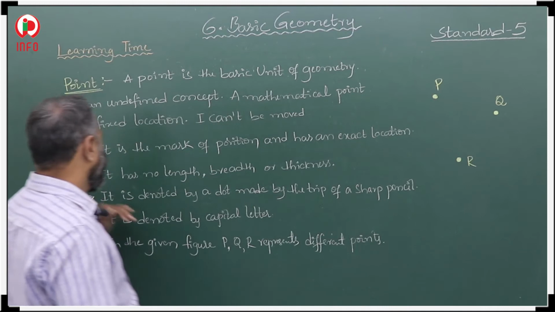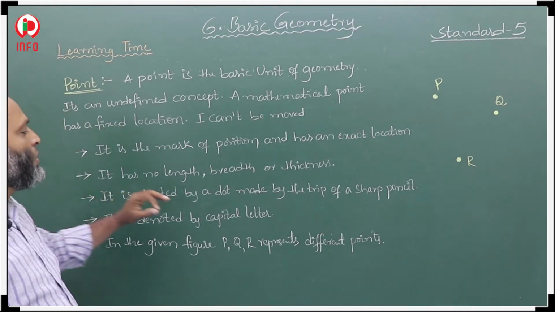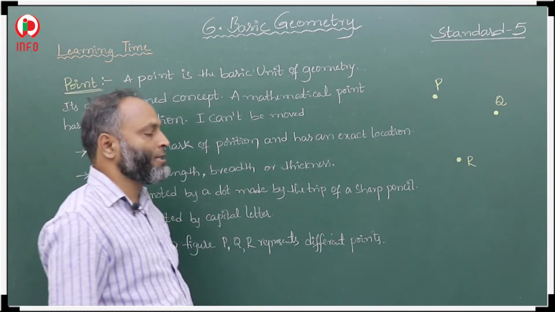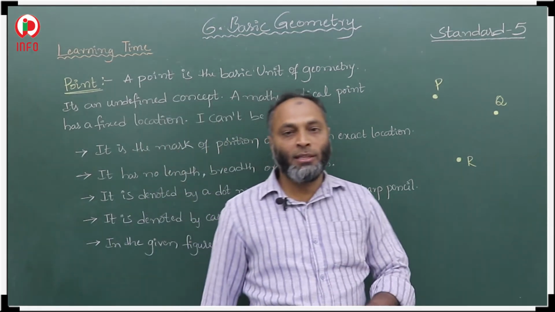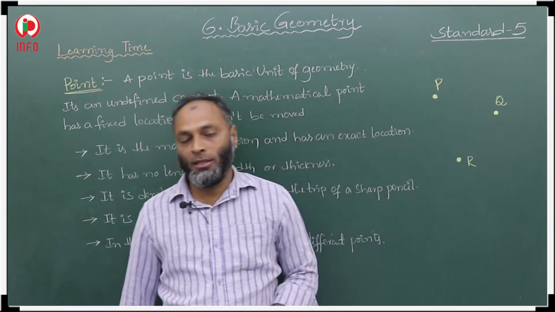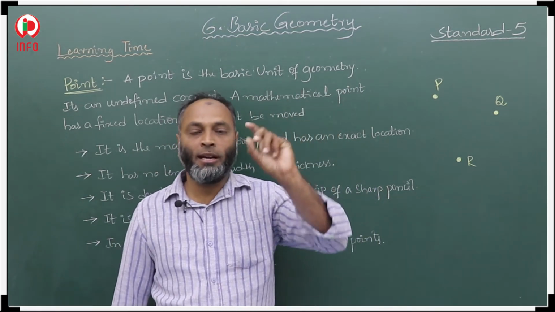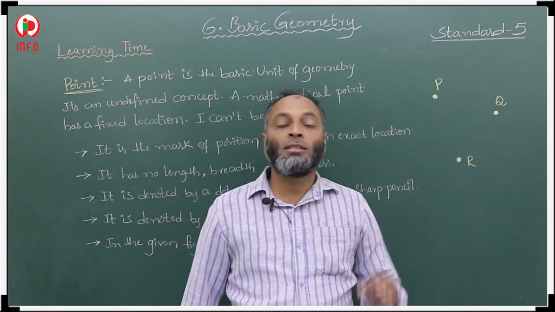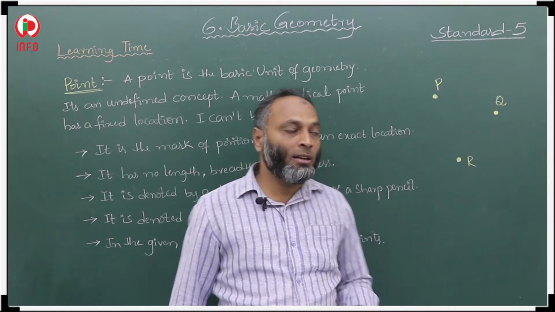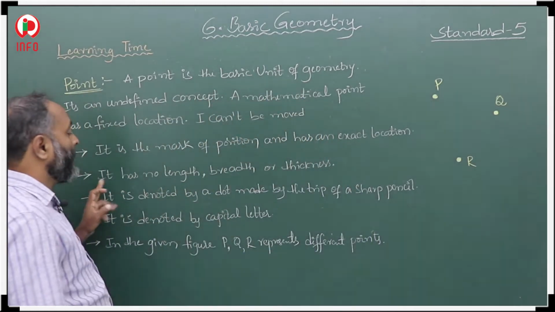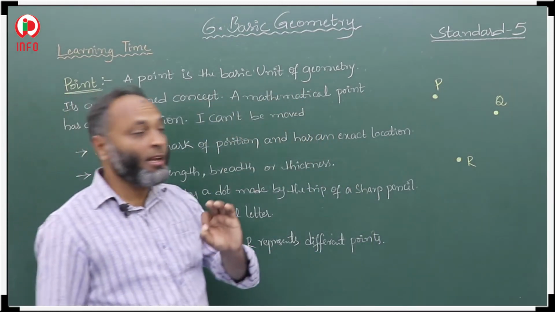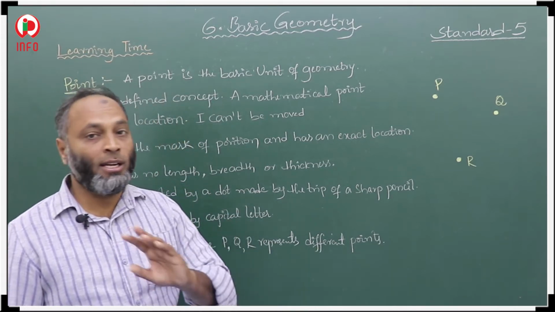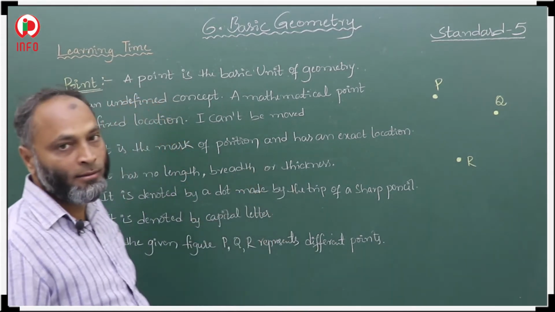Okay. Now, second, it has no length, no breadth, and no thickness. A point has no length, no breadth, no thickness. Point means a dot. What is a point? Point is a dot. So it has no length, and that is why it has no length, no breadth, and no thickness.